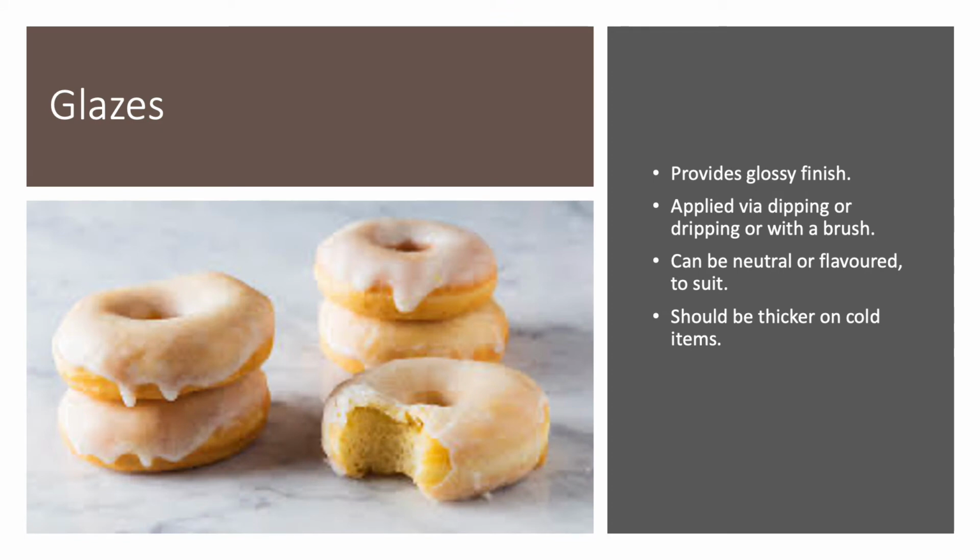Glazes. Classic one there is for lemon cakes or maybe for donuts. Okay, so Krispy Kreme donuts. Yeah, glossy finish. You could dip them or drip it on with a brush, or you get these fancy machines that sort of splash it on. You can get neutral flavors, or you can get flavored glazes, strawberry glaze, chocolate glaze, are probably the two classic ones.